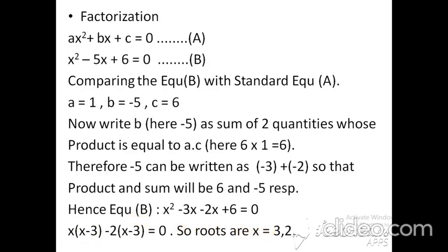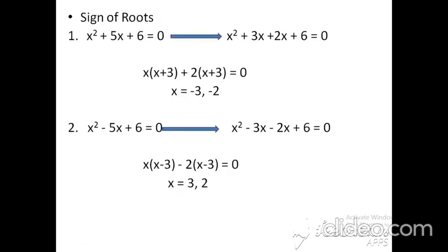Now the further topic here is how to identify the sign of roots. In this case of signs, there are in all 4 cases. So let us see them one by one. First case, x square plus 5x plus 6 is equal to 0. Here both the signs are positive. So the addition must be plus 5 and the product must be 6. Simplifying it by taking the common terms out, we have roots as minus 3 and minus 2.